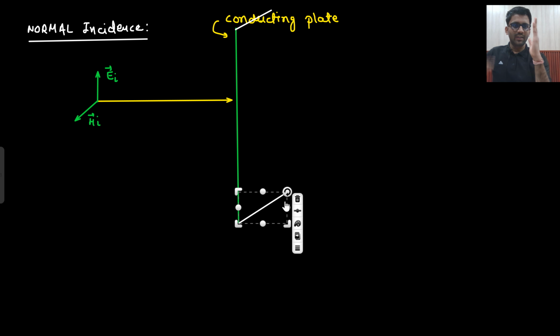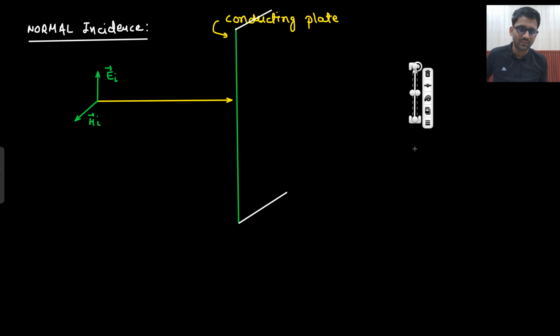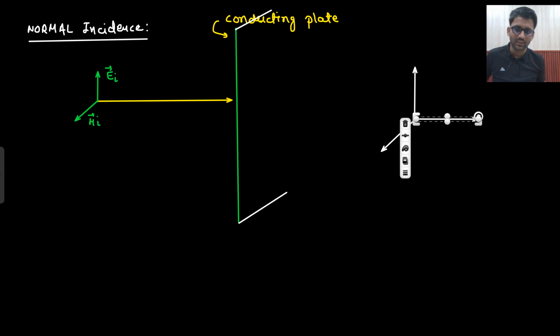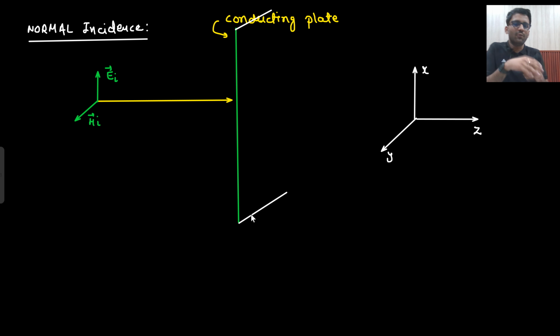So this was our conducting plate, and our wave was propagating like this. Electric field was dancing in this direction, and the magnetic field was dancing in this direction. Let's just give names to the directions. If I am calling this x, this y, and this would be my z. So electric field was dancing in x, magnetic field was dancing in y, and x cross y, the direction of propagation, was in z. Then what will happen?